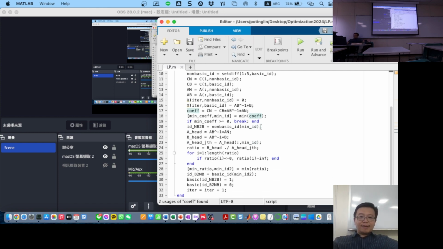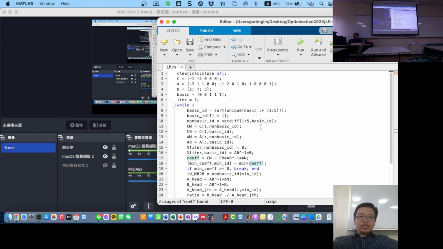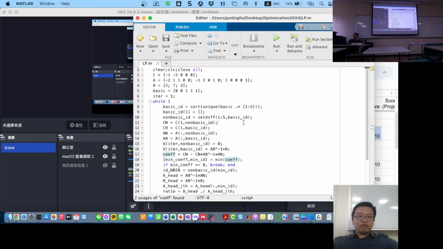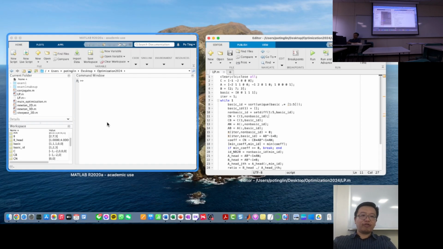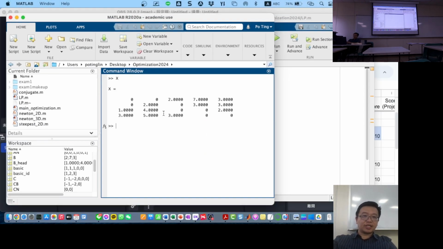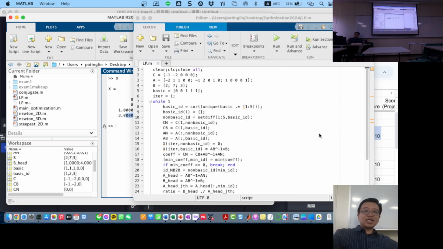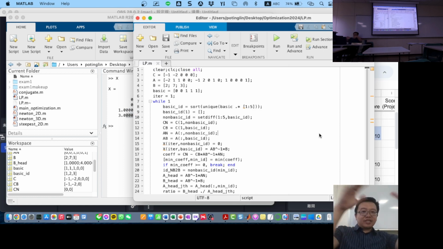Let me run the code again to finish the whole thing and see the X. So that's the iteration process. We care about the first two variables. This is the original variable. We started from 0, and then we went to 0, 2, and then 1, 4, and then 3, 5, and converge. Let's plot out the function and then observe what happened.